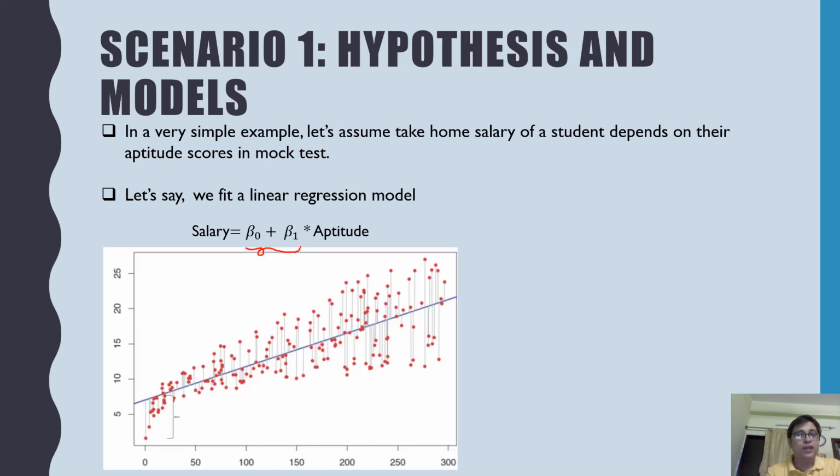So if we plot it in a scatter plot, this may be your aptitude scores and this may be your salary. Then each of these circles represents an individual student. And this blue line represents the model that you have come up with. So this intercept is your beta 0, and the slope of this line is your beta 1. If I fit a line like this, or a line like this, then the blue line is the better fit.